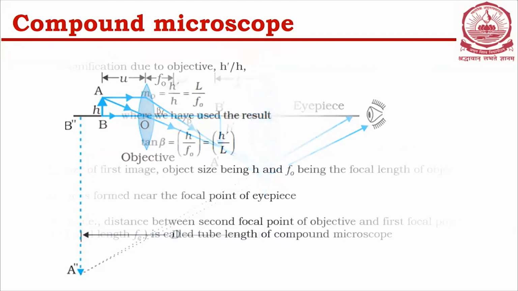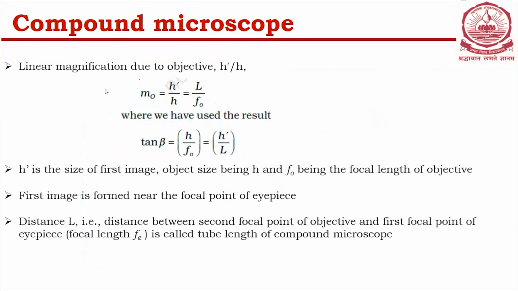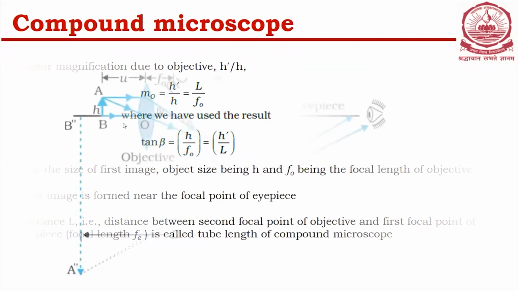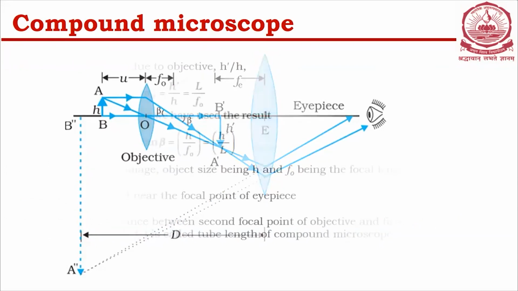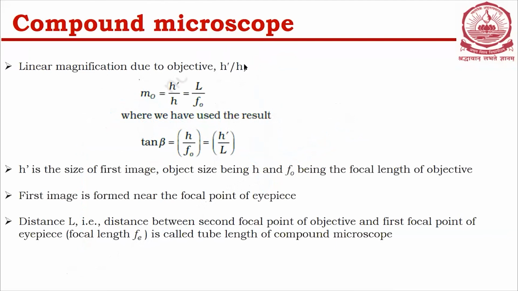So we will just move on to this actually. First, we have to find out what is the linear magnification due to the objective. The object is placed near the objective. It is not at infinite distance. So we have to find out what is the linear magnification produced by the objective first. That's what is given here, h dash by h. So m naught is equal to h dash by h. It is nothing but L by f naught.